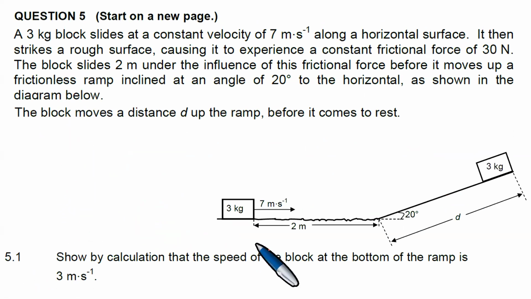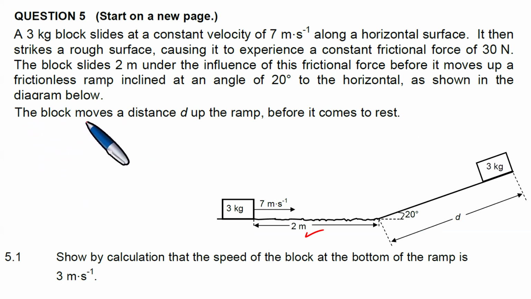Okay, now here we're looking at this question. A 3-kilogram block slides at a constant velocity of 7 meters per second along a horizontal surface. It then strikes a rough surface, causing it to experience a constant friction force of 30 newtons. The block slides 2 meters under the influence of this frictional force before it moves up a frictionless ramp inclined at an angle of 20 degrees to the horizontal, as shown in the diagram below.